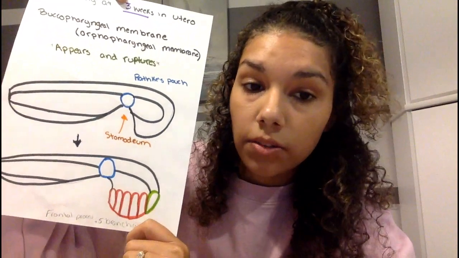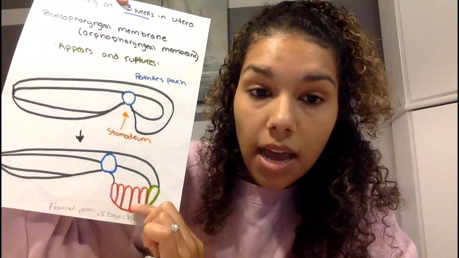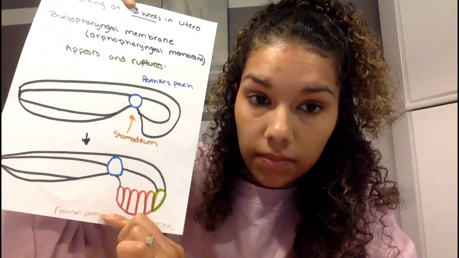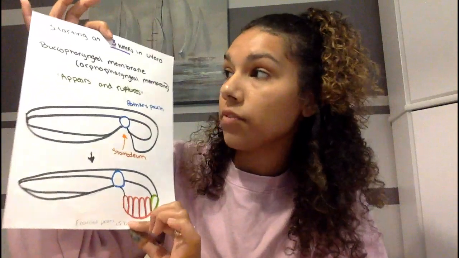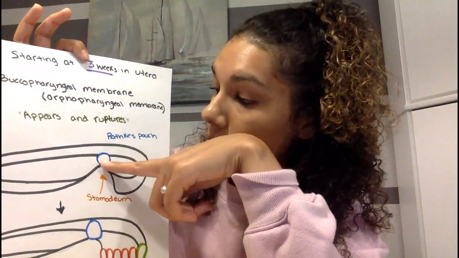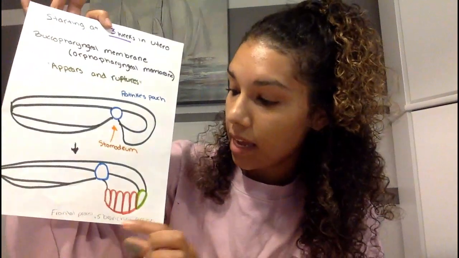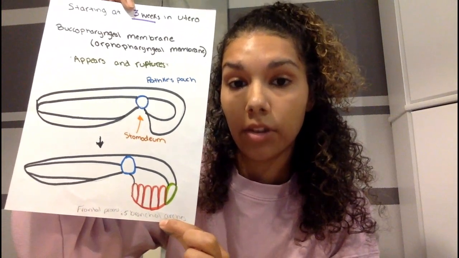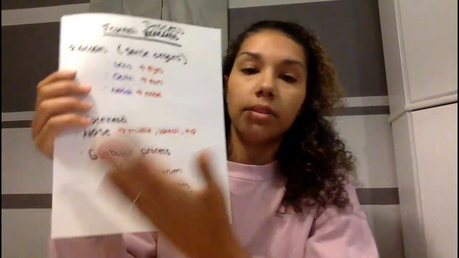And we also get the frontal process and the 5 branchial arches. Okay, so that comes from the buccopharyngeal membrane rupturing. We get the Rathke's pouch, stomodeum, and the frontal process as well as the 5 branchial arches. Starting with the frontal process. Let's look at it first.